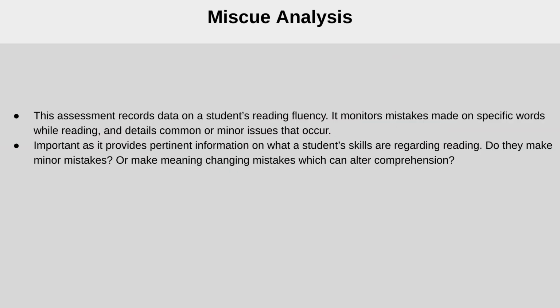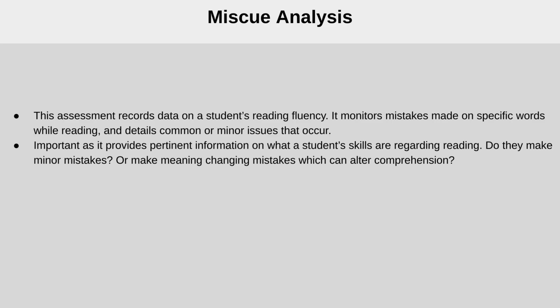Then comes the miscue analysis. So this assessment records data on a student's reading fluency. It monitors mistakes made on specific words while reading and details common or minor issues that can occur. This is done while the child is reading the passage, and it doesn't have to be the first time, but it's actually beneficial to do this while the child is reading it for the second time. However, it can be done on the first go of reading the passage.